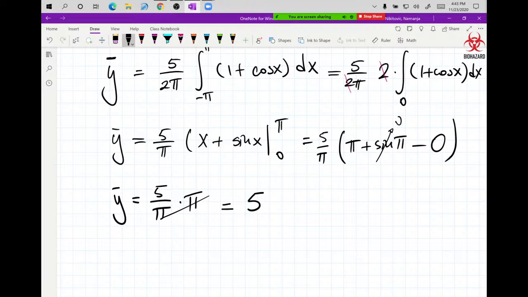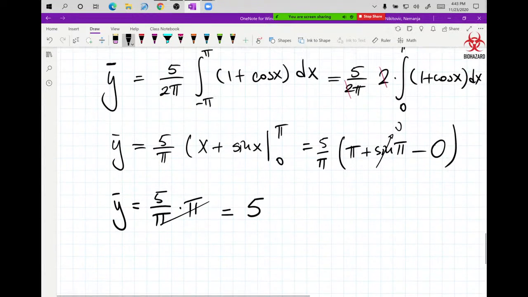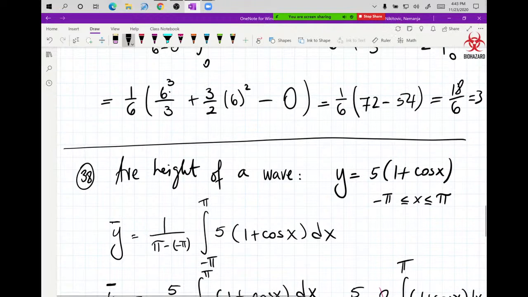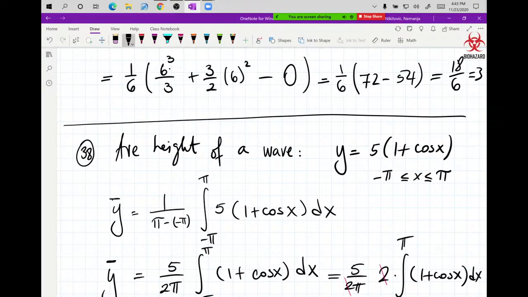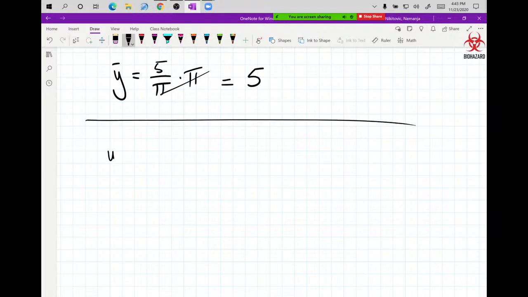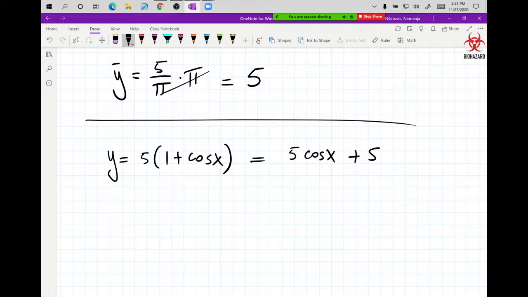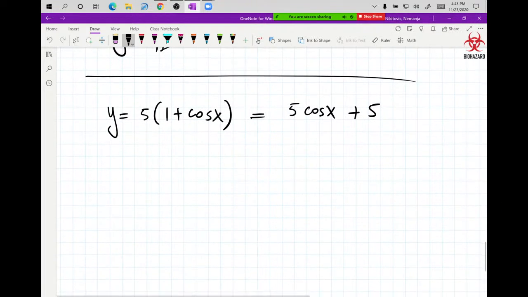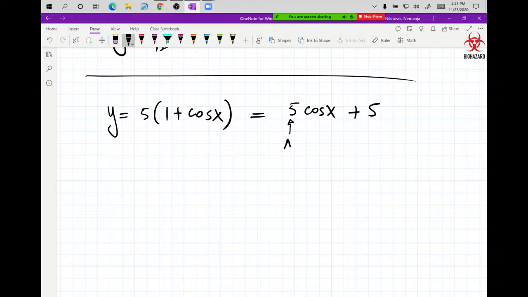Which, yeah, makes a lot of sense. If you take a look at your original function, it's 5 cosine x plus 5. So if you learned your trig, you have y equals 5(1 plus cosine x). If you distribute this 5, you will have 5 cosine x plus 5. So what do we know? We know that the amplitude is 5, and this is 5 up.